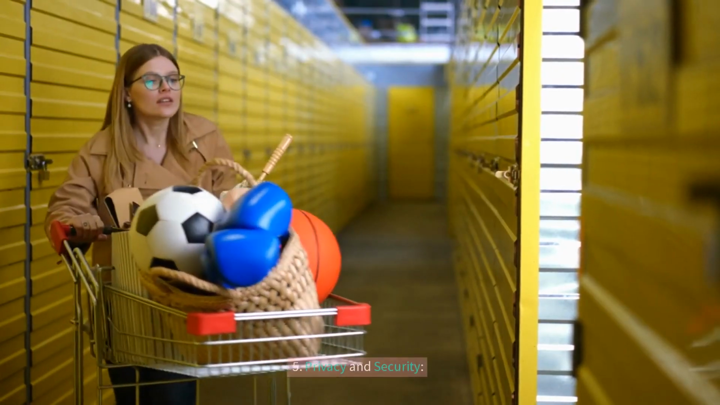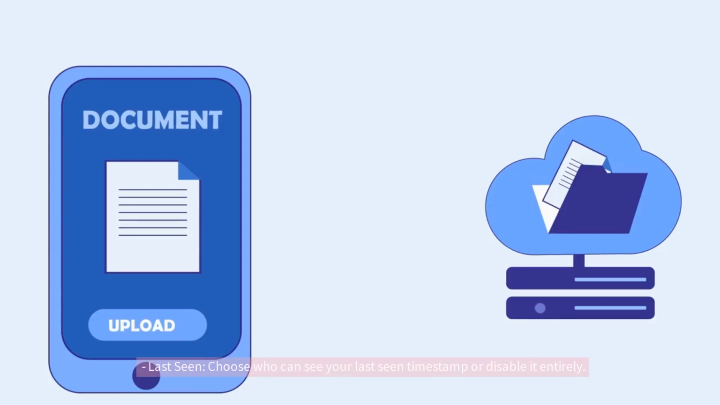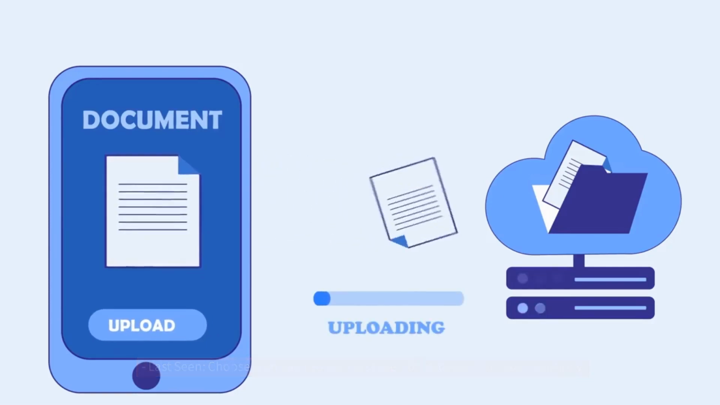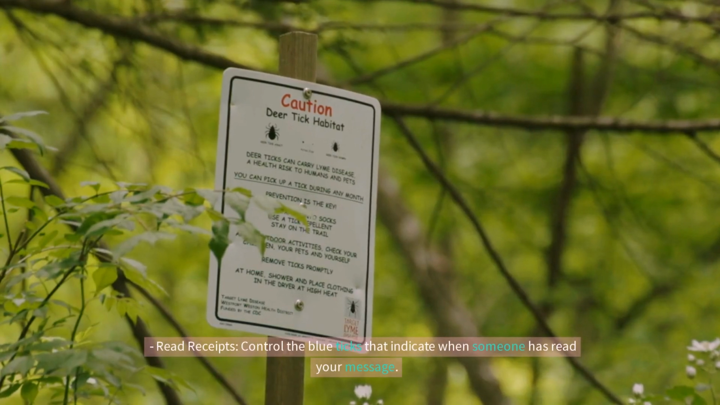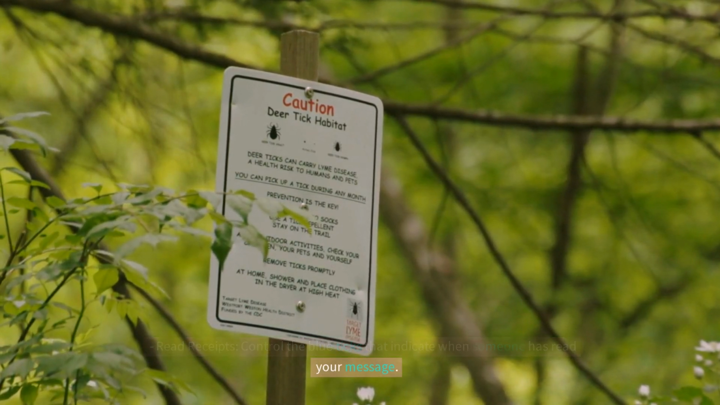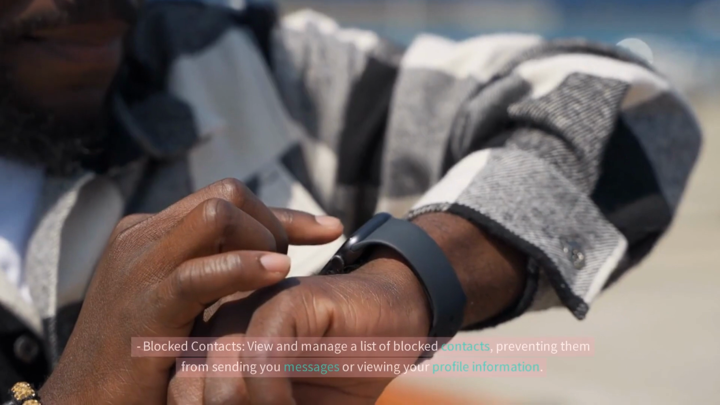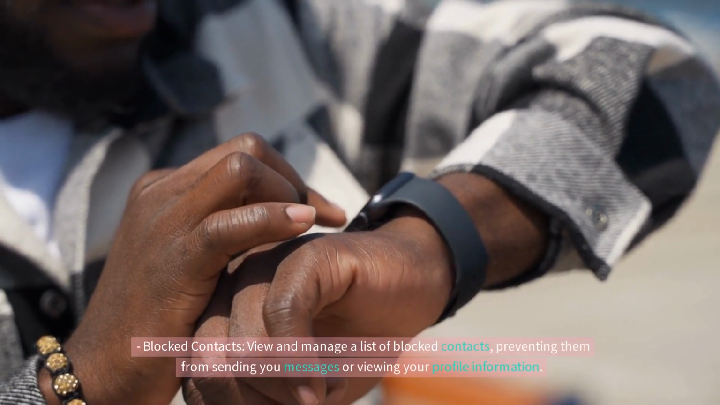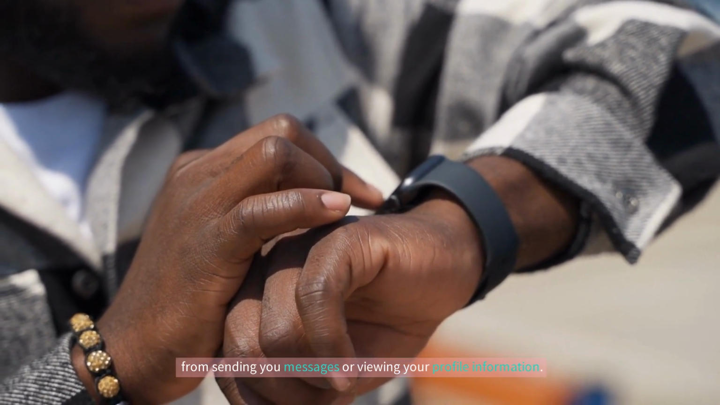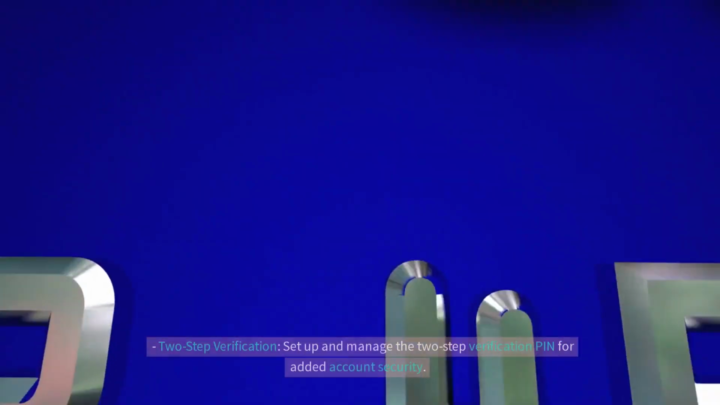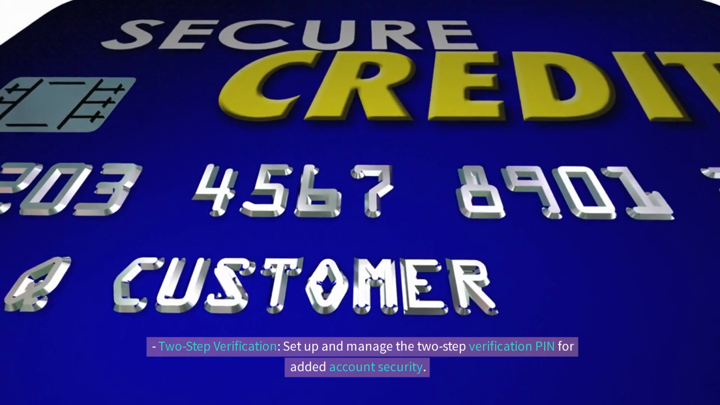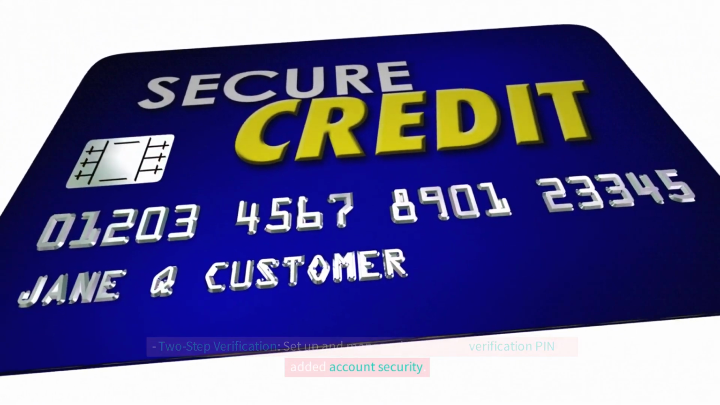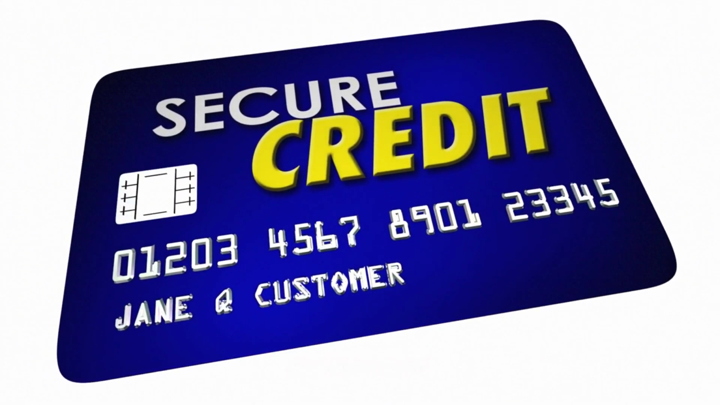5. Privacy and security. Last seen. Choose who can see your last seen timestamp or disable it entirely. Read receipts. Control the blue ticks that indicate when someone has read your message. Blocked contacts. View and manage a list of blocked contacts, preventing them from sending you messages or viewing your profile information. Two-step verification. Set up and manage the two-step verification PIN for added account security.